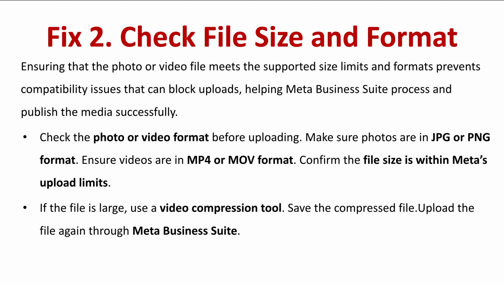Check the photo or video format before uploading. Make sure photos are in JPG or PNG format. Ensure videos are in MP4 or MOV format. Confirm the file size is within Meta's upload limit. If the file is large, use a video compression tool. Save the compressed file. Upload the file again through Meta Business Suite.